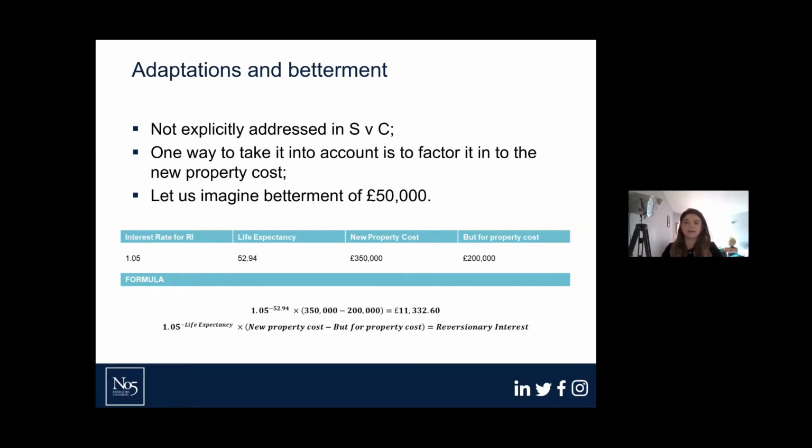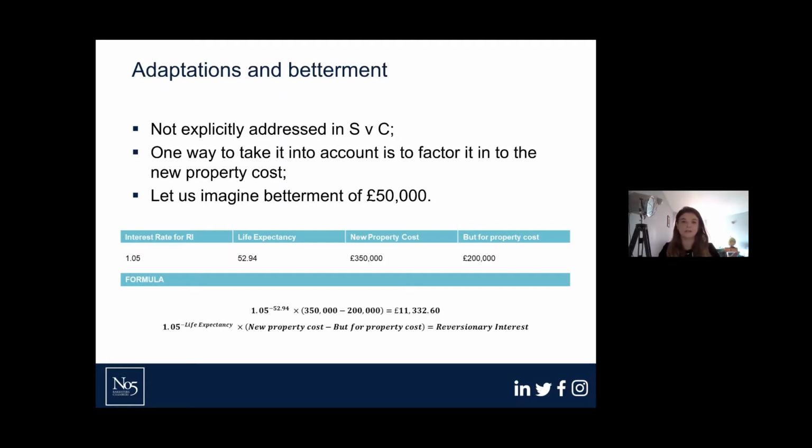So using the exact same new property cost and but-for property costs here, but adding £50,000 for betterment to that new property cost, keeping the same life expectancy, one can see that in effect, you just end up with a slightly larger value for reversionary interest. And that means when one calculates damages for this head of loss, you just get slightly less. And that takes into account betterment.